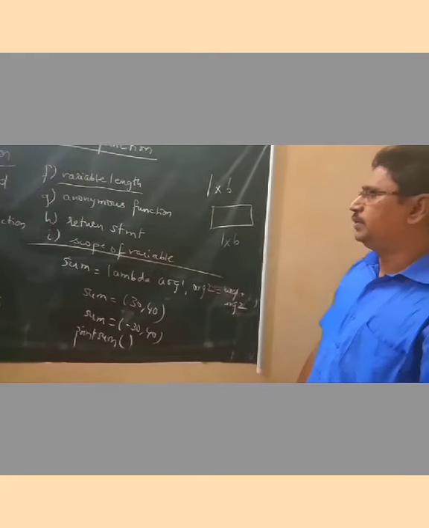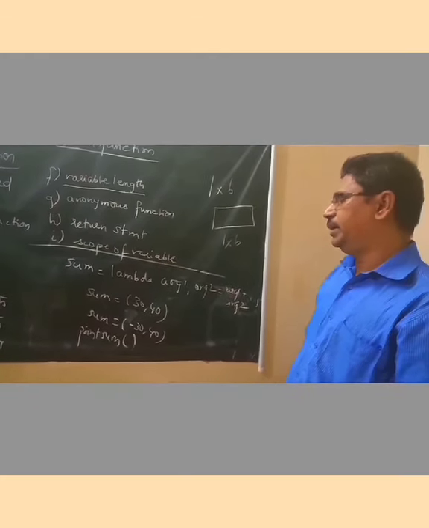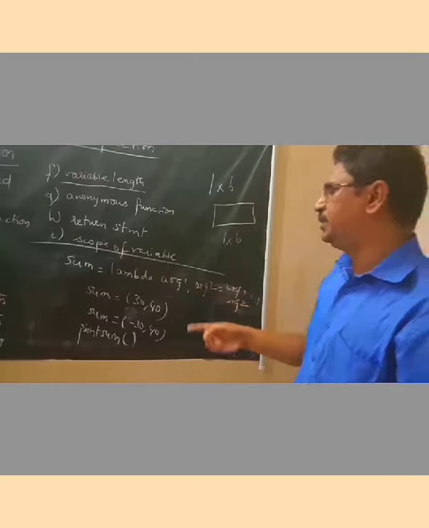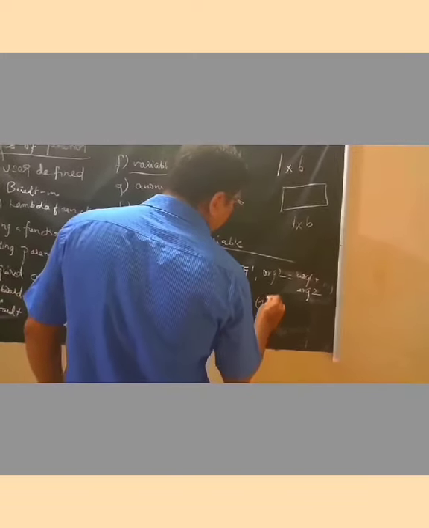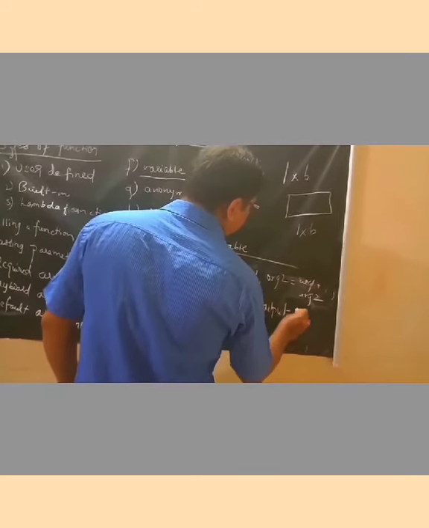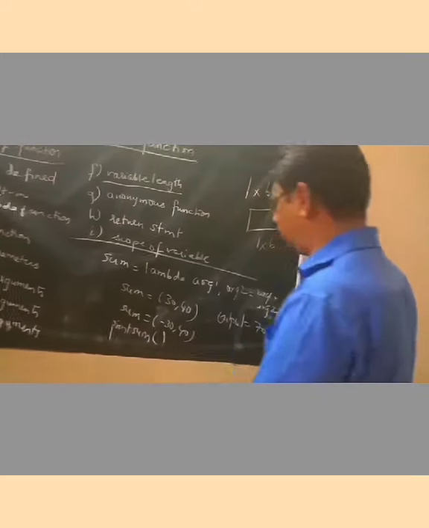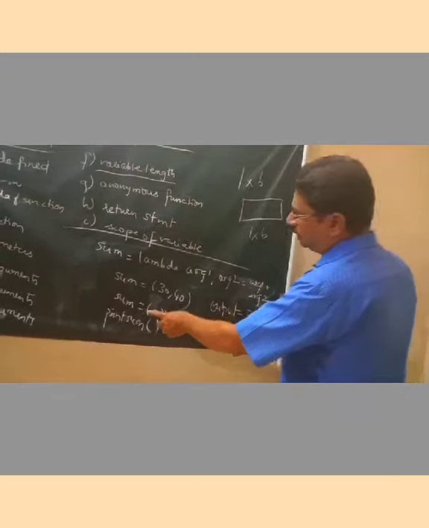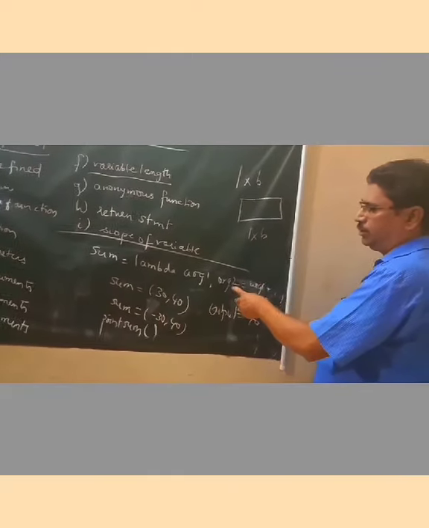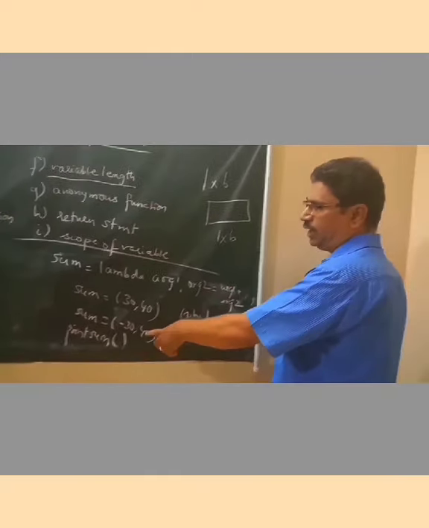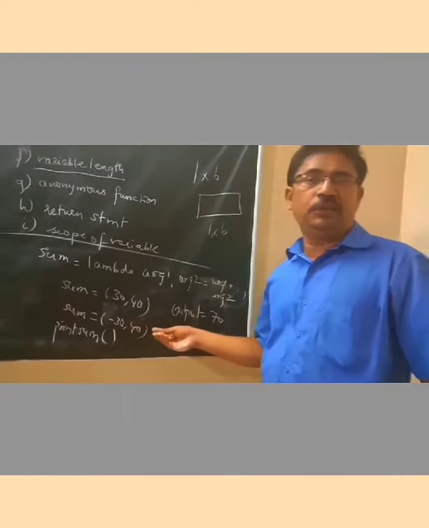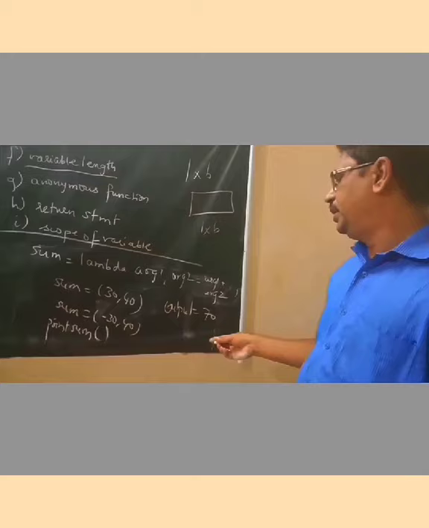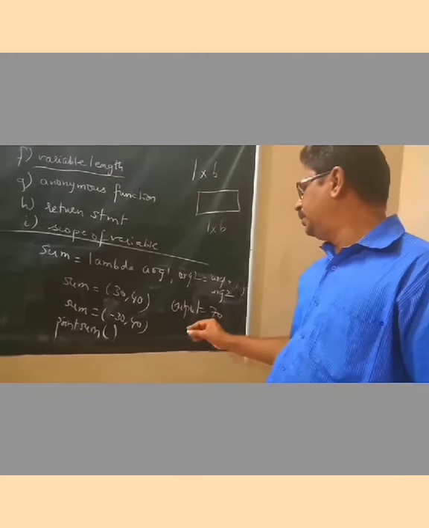So the value of sum is now what? 70. So for the first one, sum equal to 30 plus 40, the answer will be 70. If we move on to the next one, argument 1 is minus 30, argument 2 is 40. If you add minus 30 plus 40, what will be the answer? Minus 30 plus 40 is 10. So here the output will become 10.